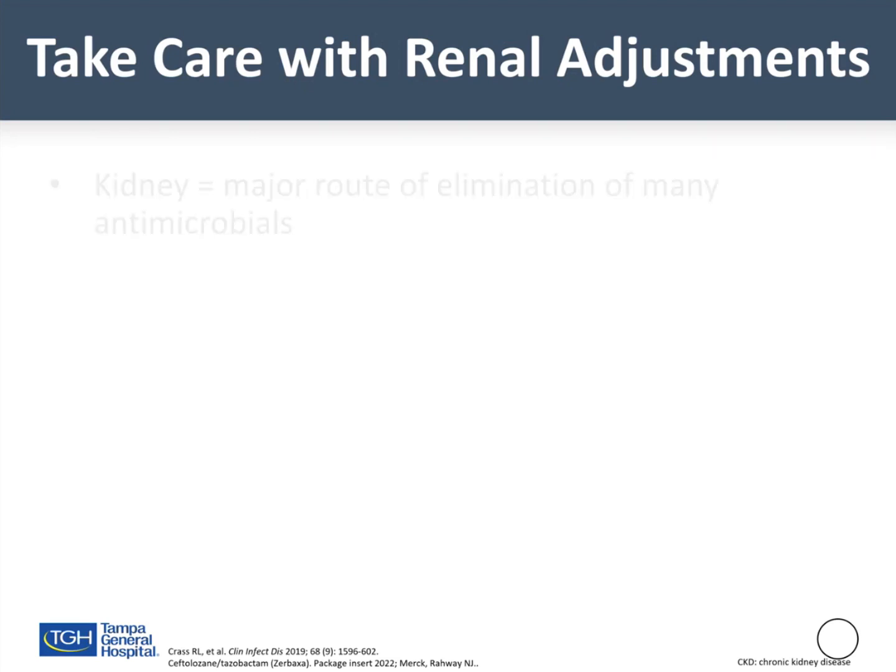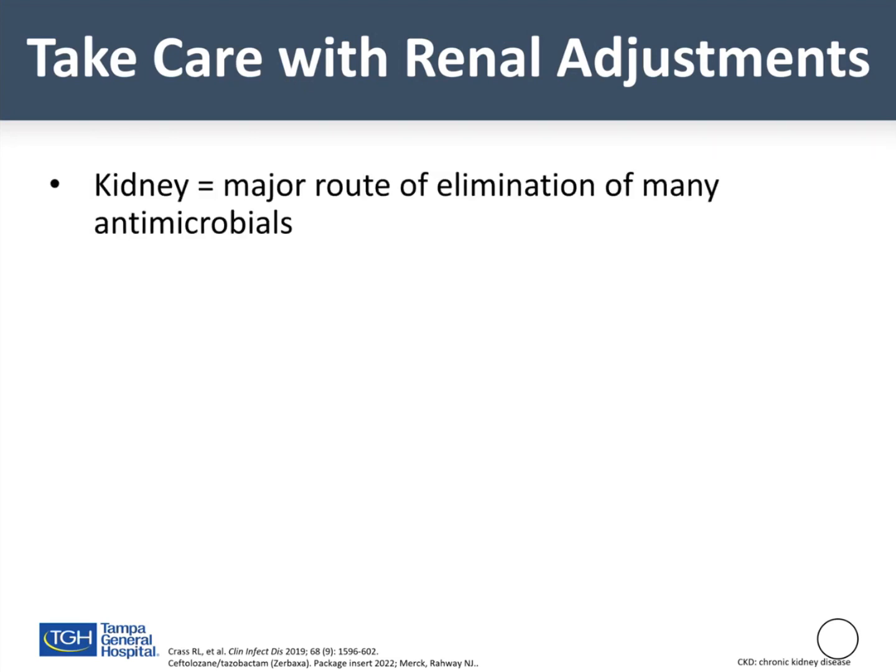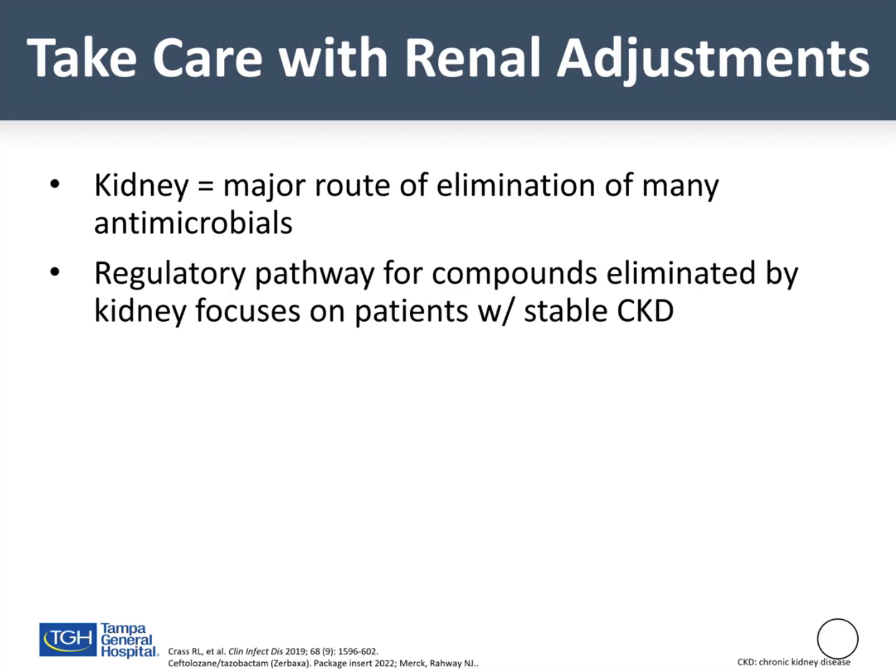Finishing this up really quickly, renal dose adjustments, that's where pharmacists come through and make adjustments based on a patient's kidney function. The kidneys, we know, is the major route of elimination for many antimicrobials. Unfortunately, when these drugs go through the regulatory process and get FDA approved, the process is looking at patients with either stable kidney function or stable chronic kidney function.